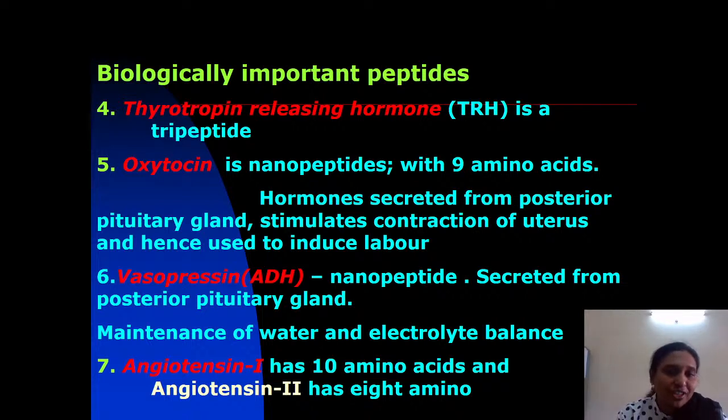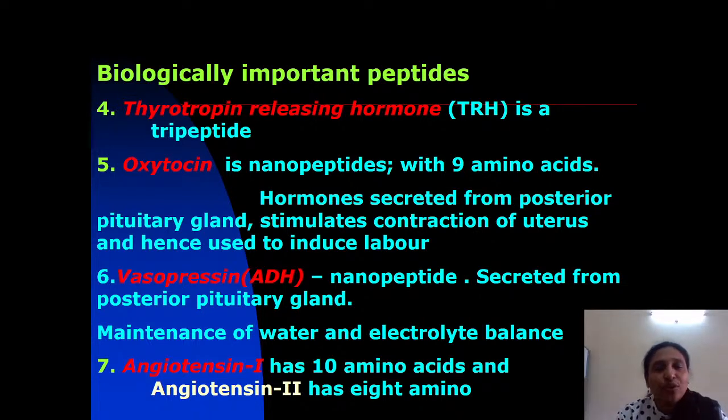And what is the function of this thyrotropin releasing hormone? It stimulates the anterior pituitary to release TSH, that is thyroid stimulating hormone. Now, thyroid stimulating hormone in turn stimulates the thyroid gland to release thyroid hormones T3 and T4, that is triiodothyronine and thyroxine.